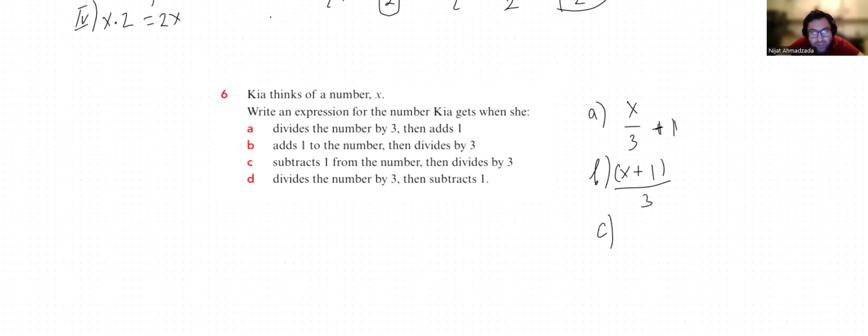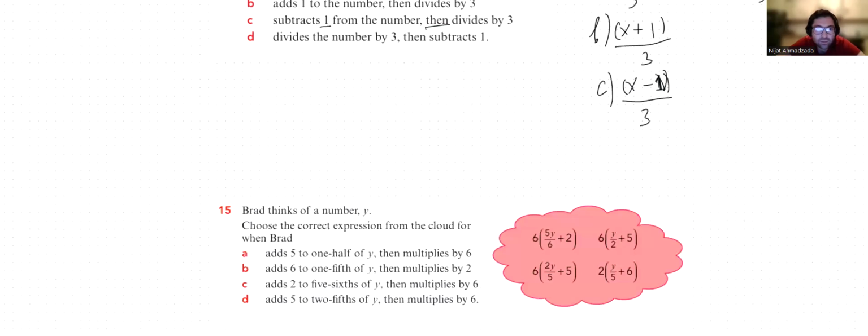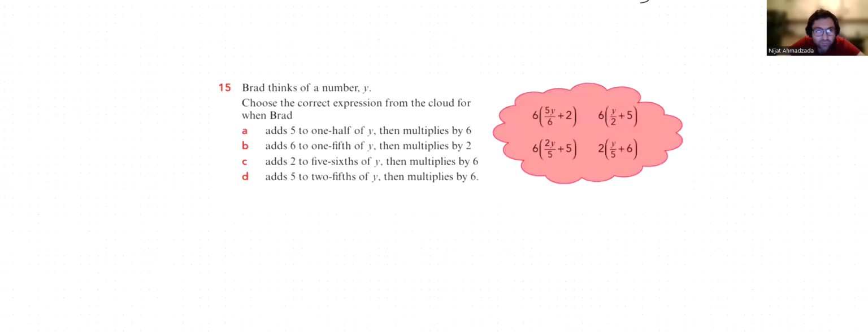She thinks of x. Always she starts with x. She subtracts 1, then divides this whole thing by 3. The same thing as part B. Subtract 1 first, and then divide the result by 3. And part D says she divides the number by 3, then subtracts 1. Okay, that's it.